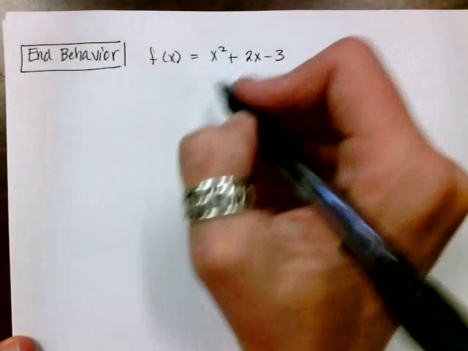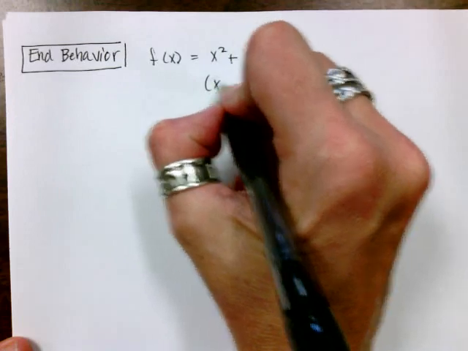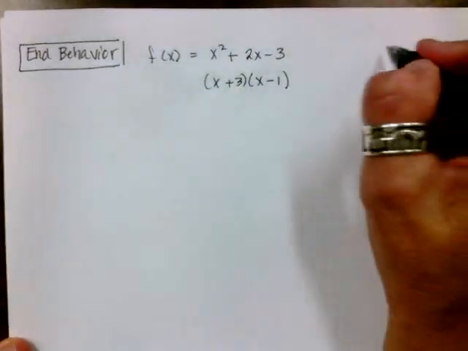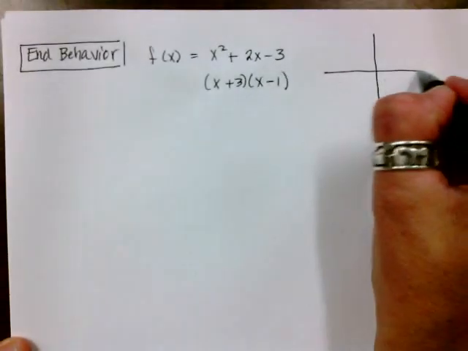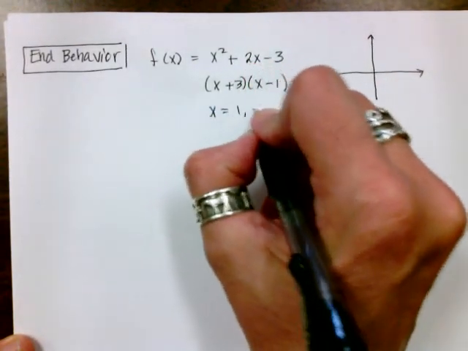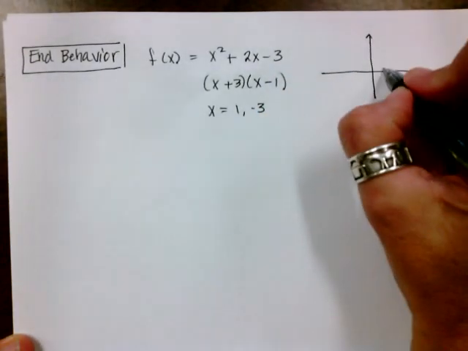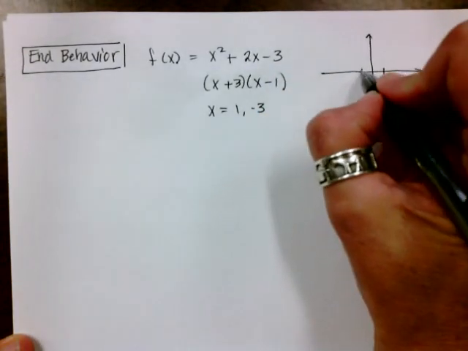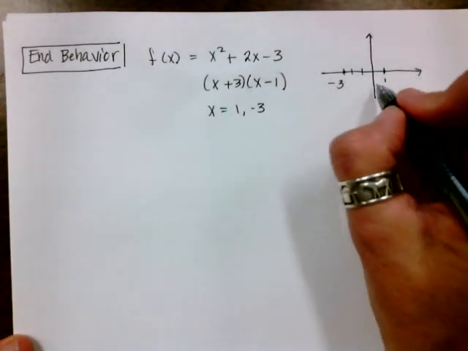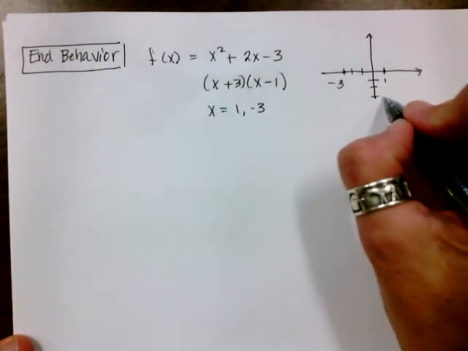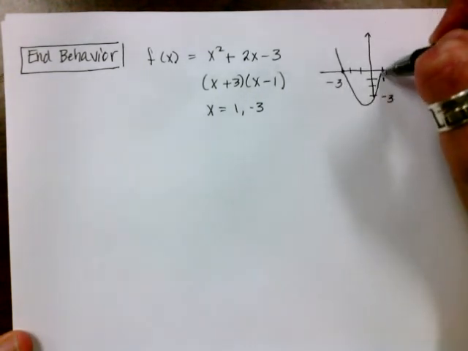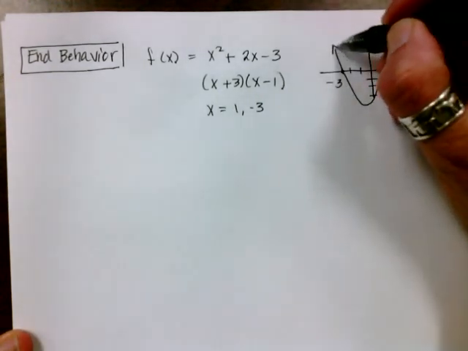Okay? I could factor this guy and I would get x plus 3 and x minus 1, and I could graph my little parabola because I know my x-intercepts would be 1 and negative 3. So this would be 1. This is 1, 2, 3, my negative 3. So those are my two x-intercepts. And then my y-intercept is negative 3. So my graph might look something like that.